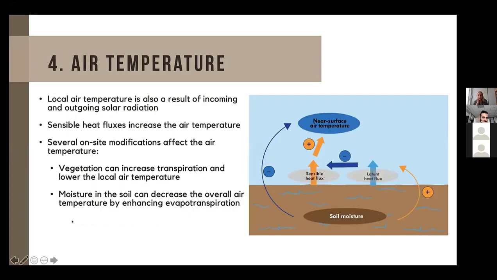Then we move to air temperature. The local air temperature is a result of incoming and outgoing solar radiation. And as we saw before, the sensible heat fluxes increase the air temperature. There are several on-site modifications that affect the air temperature. This again comes down to the division of the sensible and the latent heat flux, as vegetation can increase transpiration and lower the local air temperature. And moisture in the soil can also decrease the local air temperature by enhancing evapotranspiration.